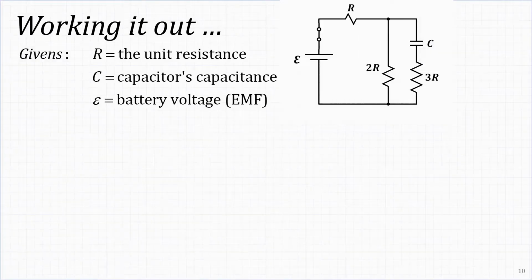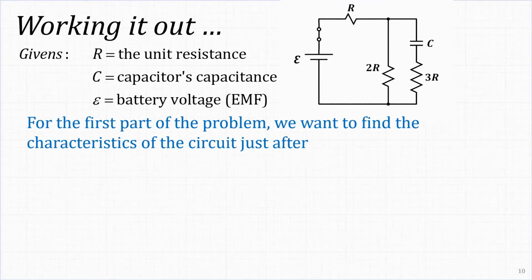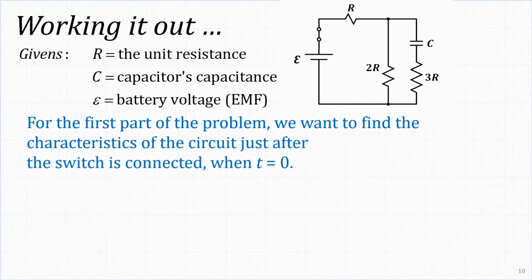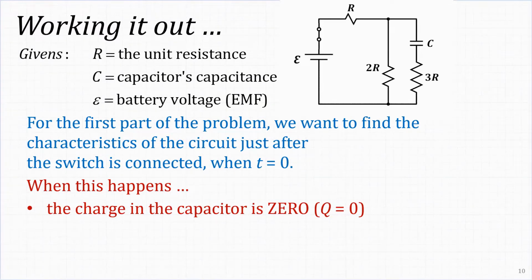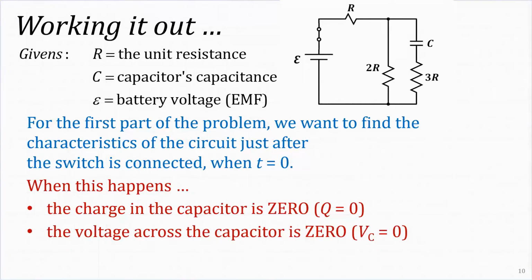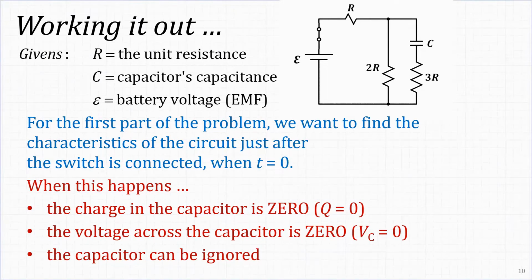For the first part of the problem, we want to find the characteristics of the circuit just after the switch is connected when t equals 0. When this happens, the charge in the capacitor is 0, the voltage across the capacitor is 0, and the capacitor can essentially be ignored like it was just a straight section of wire.